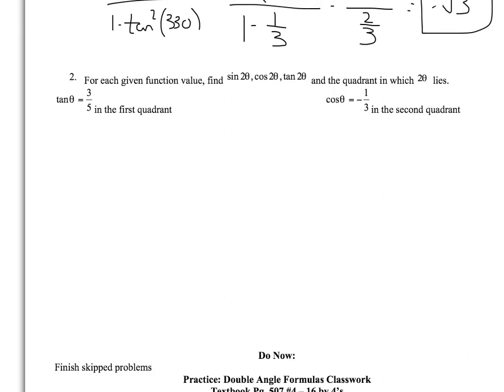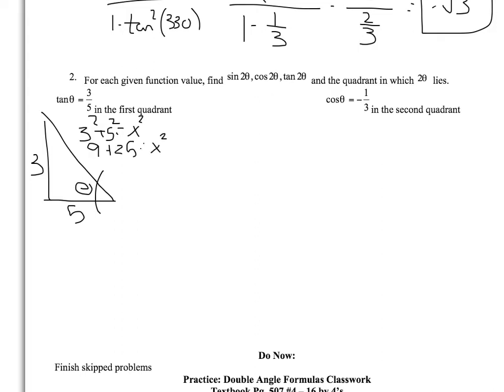So we have tan of theta equals 3/5. What I'm going to do is make a triangle. If tangent is 3/5, I'm going to call that my theta. I know opposite needs to be a 3 and adjacent needs to be a 5. To find the hypotenuse, I can use the Pythagorean theorem. So it's going to be 3 squared plus 5 squared equals x squared. 9 plus 25 equals x squared. 34 equals x squared. Take the square root. X equals the square root of 34.